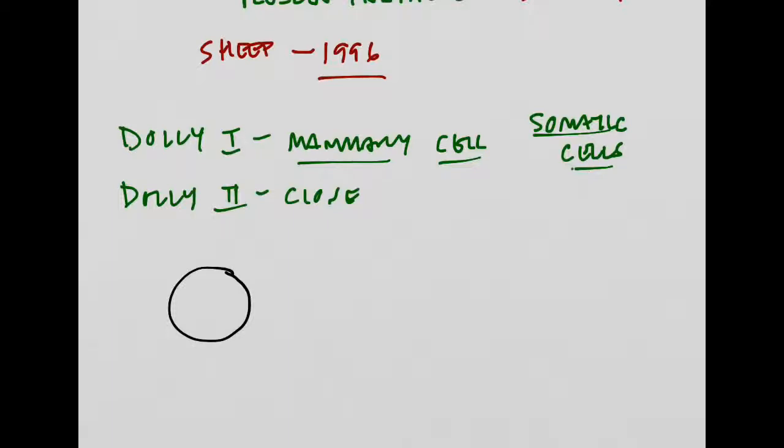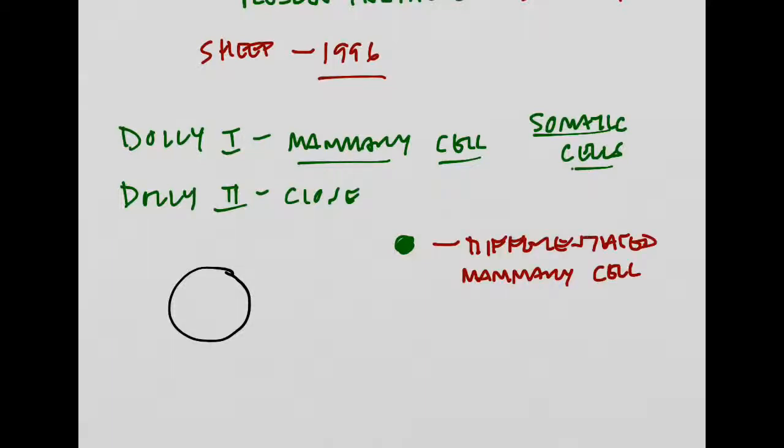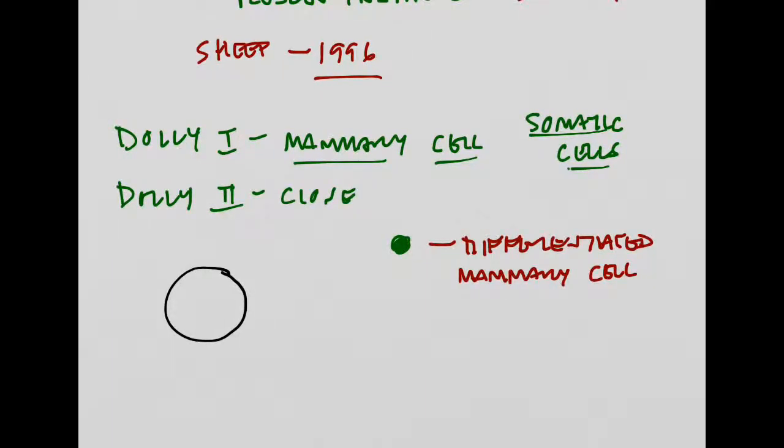So here's the mammary cell, here's its nucleus, and Wilmot removed that nucleus, chucked it out of there. And this is going to be a very important thing, because don't forget, this is a nucleus that has DNA in it, which is fully differentiated. And then he took from another sheep an egg cell.